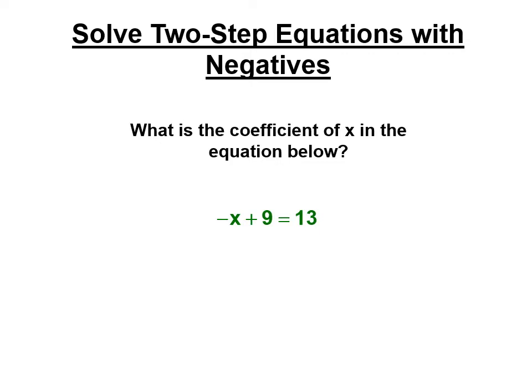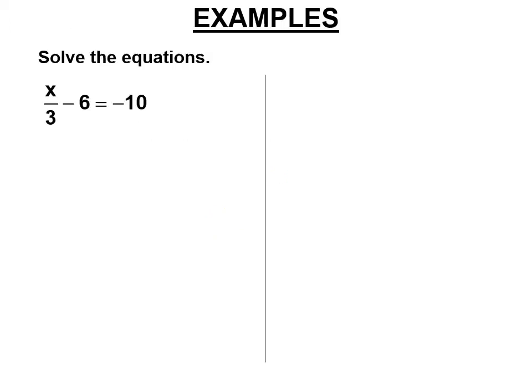Right, what is the coefficient in this equation? Well, the coefficient is the number multiplying x, so what number is that? The coefficient there is negative 1. All right, so let's get going. It's the same thing, you just got to deal with the negatives.